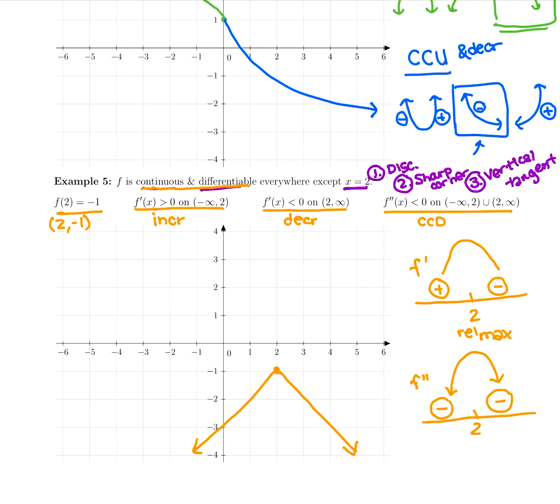It is face down, which is good. It's increasing to decreasing, which is good. It goes through the correct point, and it's not differentiable because it's a cusp. So one option, I'll draw it off to the side, would just be putting a cusp there.